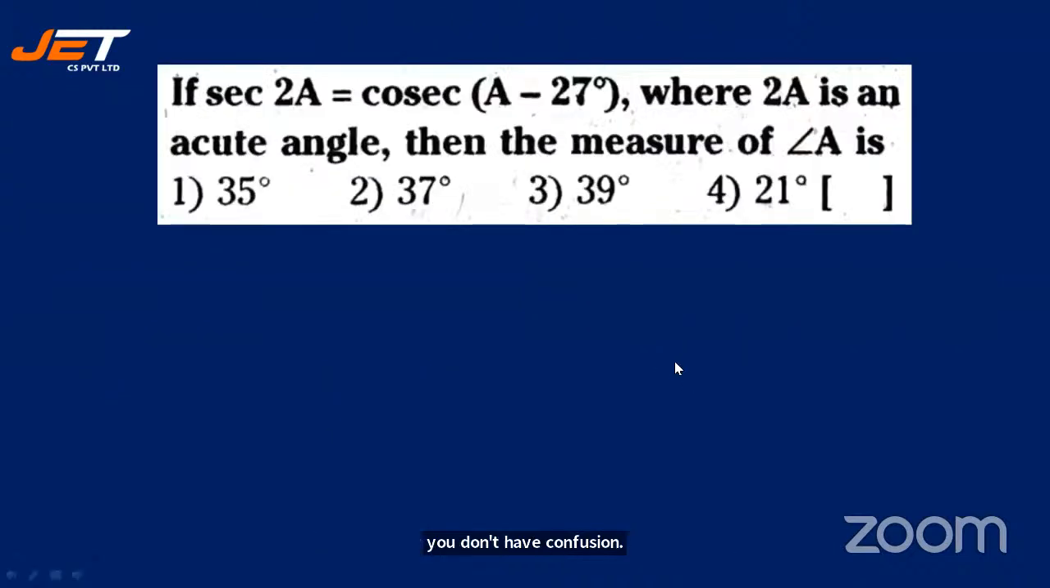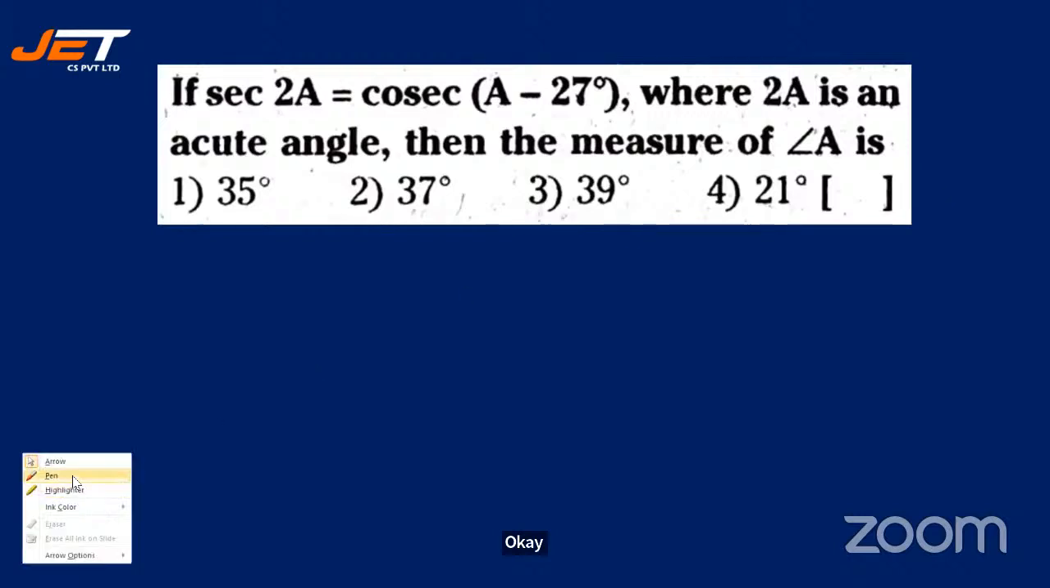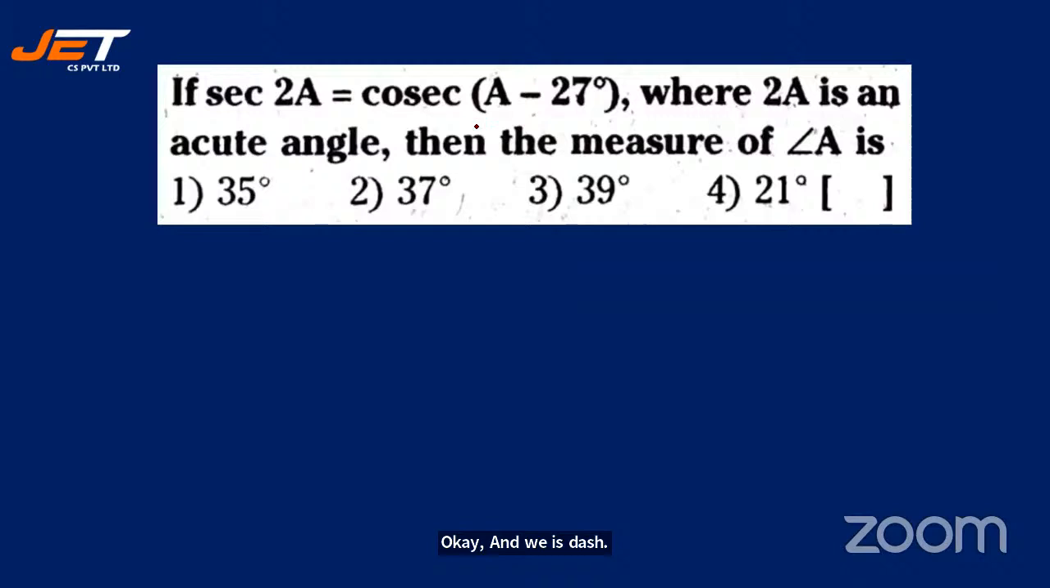All right, let's move on to the next question. If secant 2A is equal to cosecant of A minus 27 degrees, where 2A is an acute angle, then the measure of angle A is dash. The question is very clear: secant 2A is cosecant of A minus 27 degrees, and 2A is an acute angle. Then what is the measure of angle A? Let's see whether anybody is able to give me the answer.